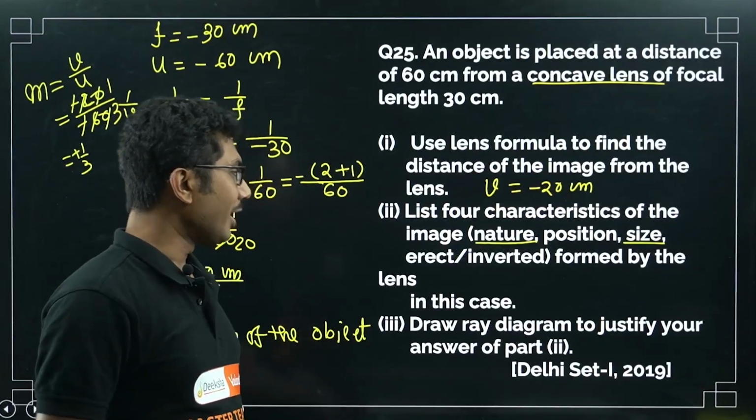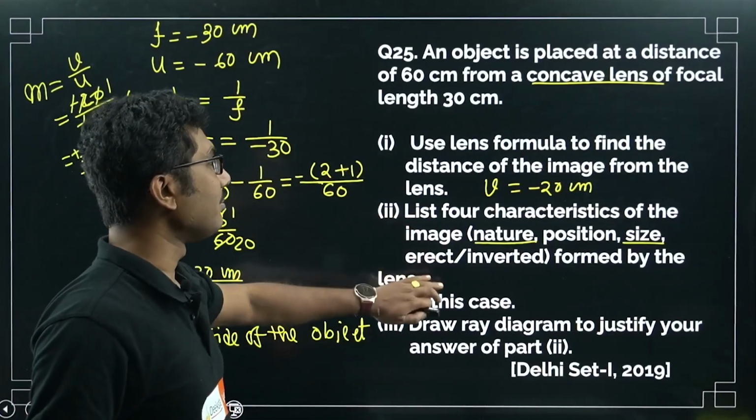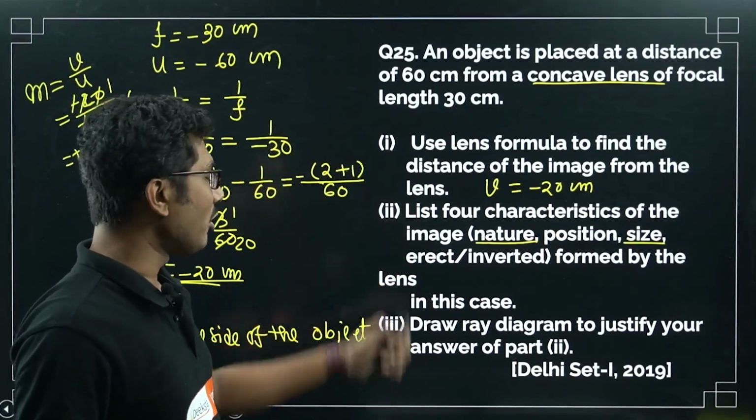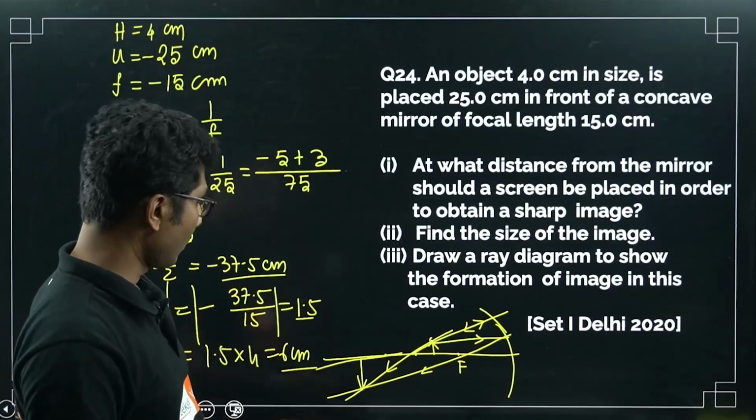Draw a ray diagram, justify your answer. For part 2, I have already done it for the concave lens 2 questions back. You can check that. I am not going to draw the same images again and again.